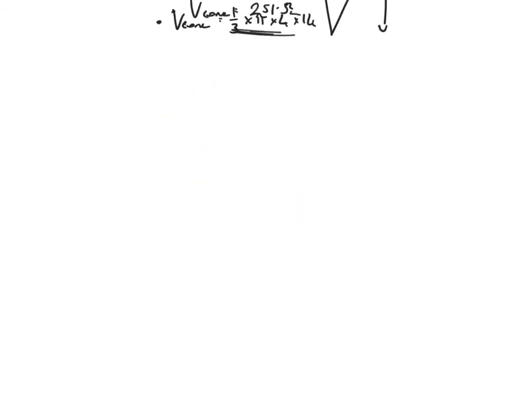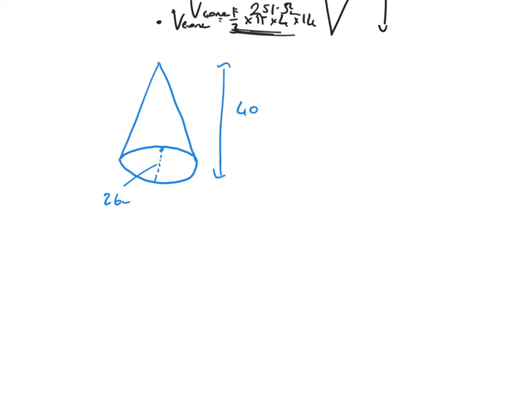Okay, let's try an example 2. Okay, example 2, we've got a cone that's upside down, and I'm told that the diameter across the circle is 26 centimetres and that the height of the cone is 40 centimetres. Okay, first move again, let's put down the formula for the volume of a cone, which is 1/3 pi r squared h.